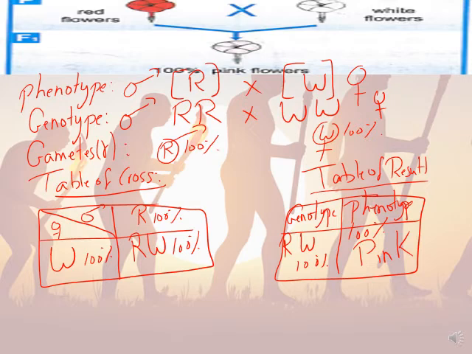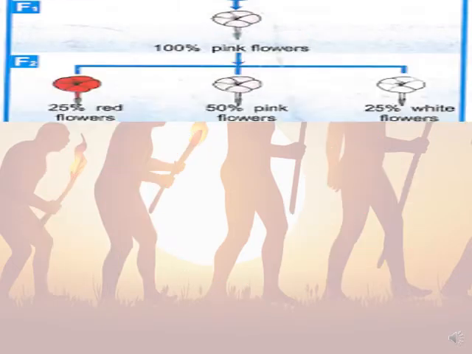How can we differentiate between the case of codominance or intermediate dominance? It depends on the question and the given information in the question. Let's move to the result after crossing the F1. Here the F1, all of them have pink color of genotype R capital, W capital. Let's go to the second cross.